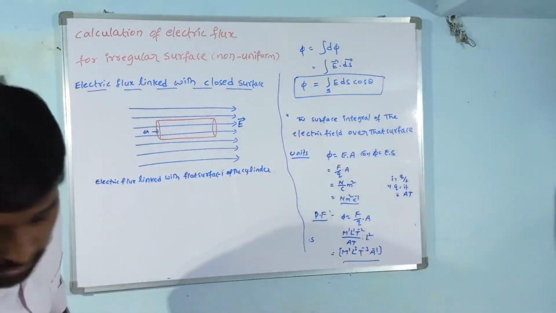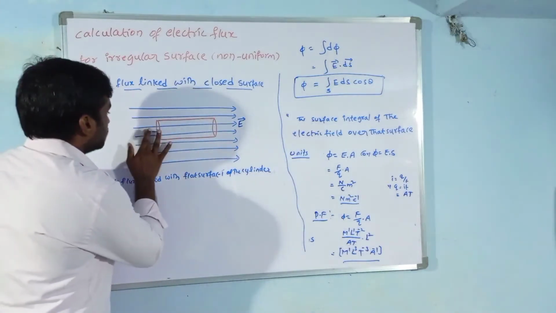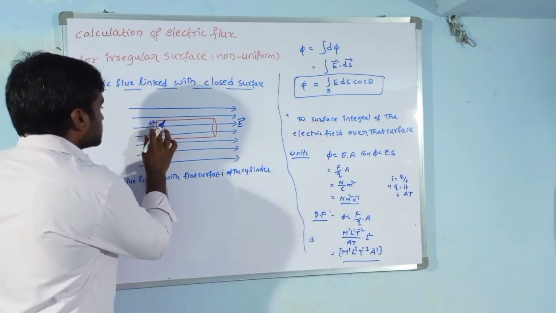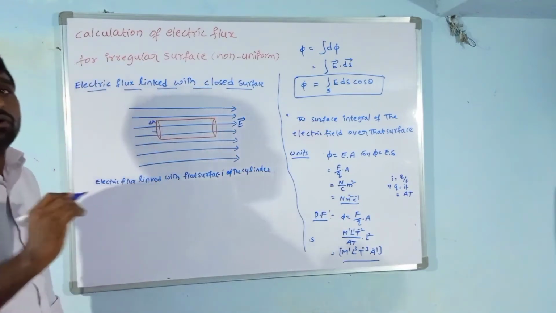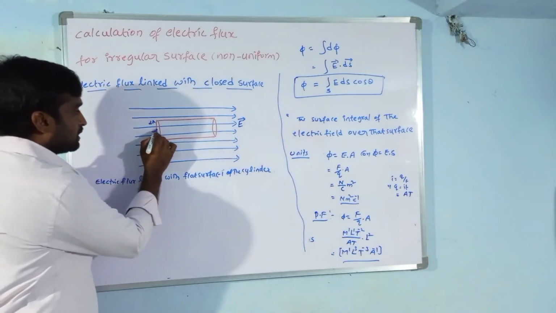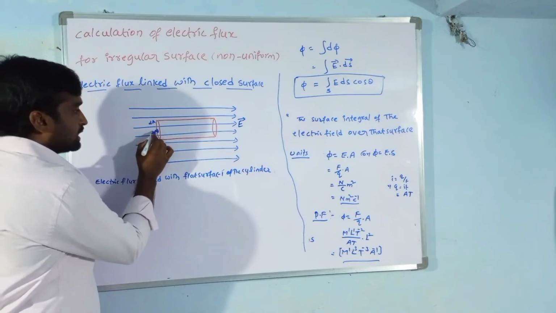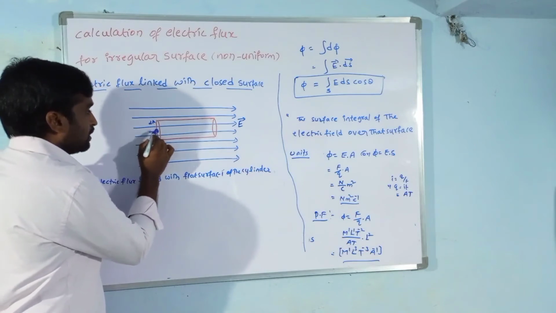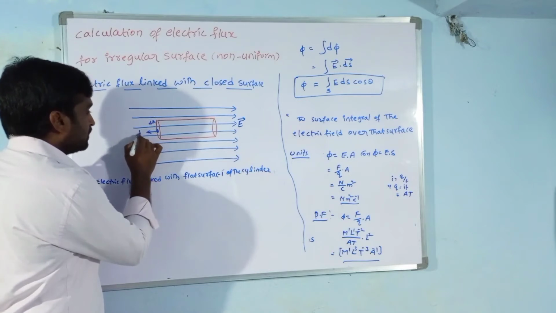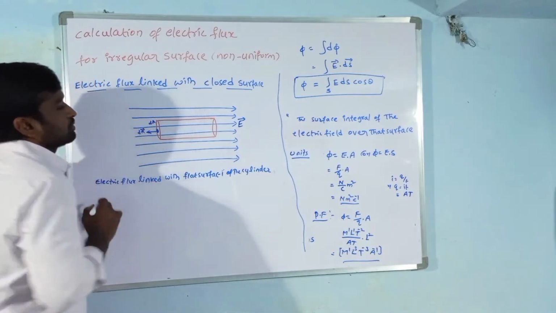Now what is the direction of the area vector? We know that area is a vector quantity. Its direction is normally outwards from the surface. So this is the small area surface which we have taken, and the direction of the area vector will be perpendicularly outwards. So this is the direction of the area vector.